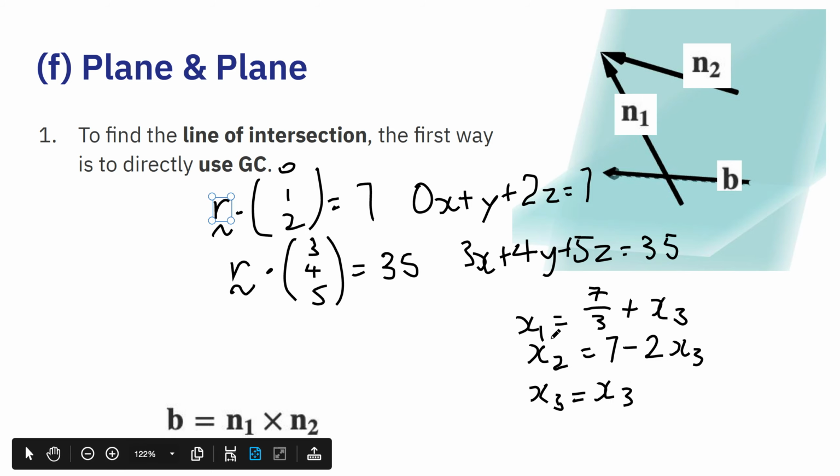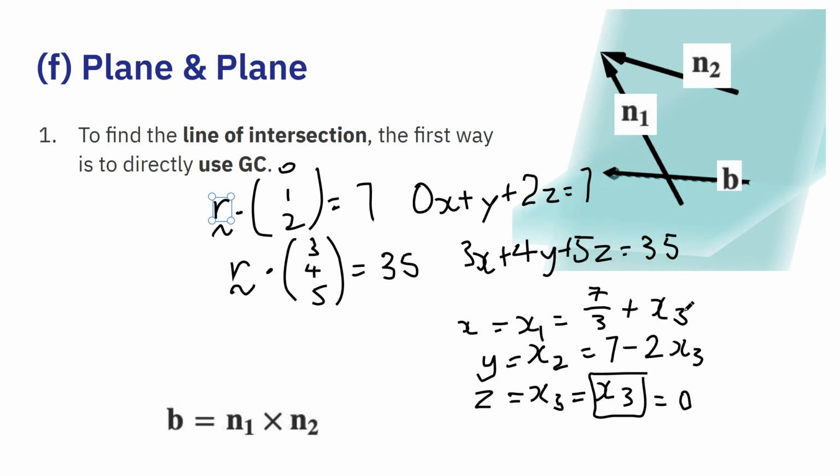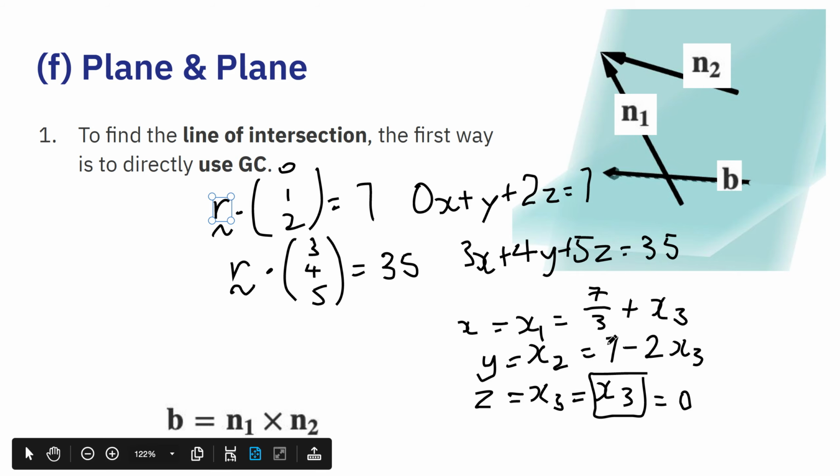So here, x1, x2, x3 is just the calculator's way of saying x, y, and z. So basically what it means is you can pick any value of x3. Let's say we pick x3 to be 0. If we pick x3 to be 0, then our x value will be equal to 7 over 3 plus x3 over 3, which is 7 over 3. And our y value will be 7.